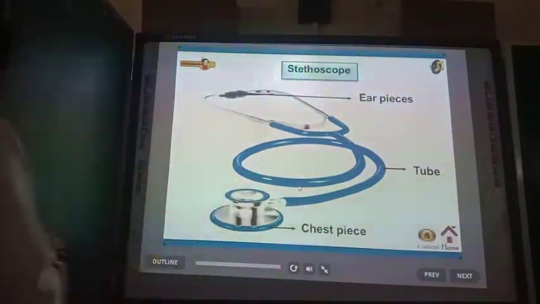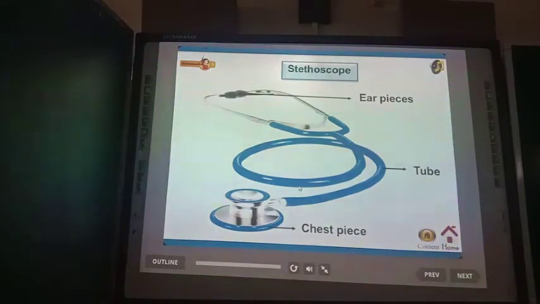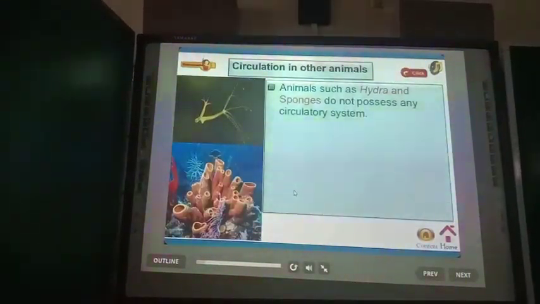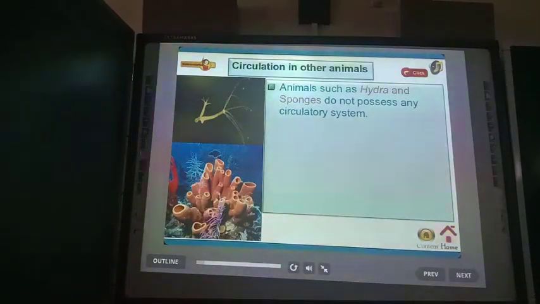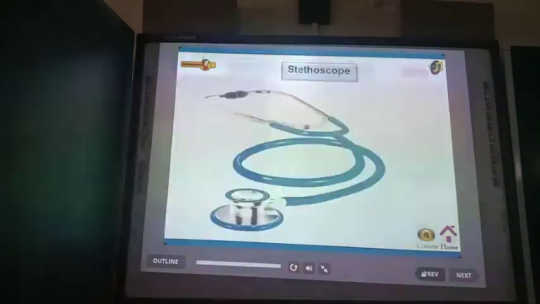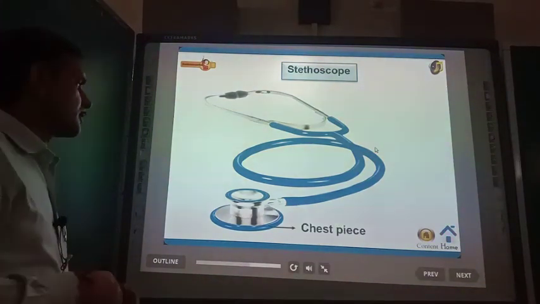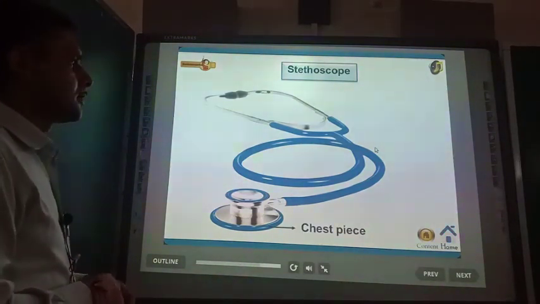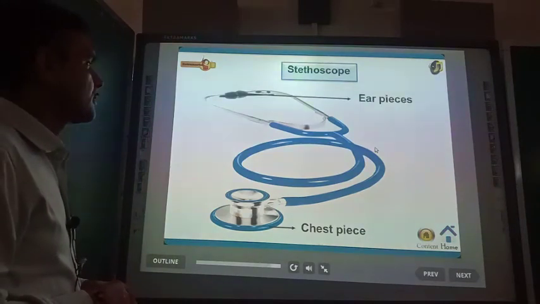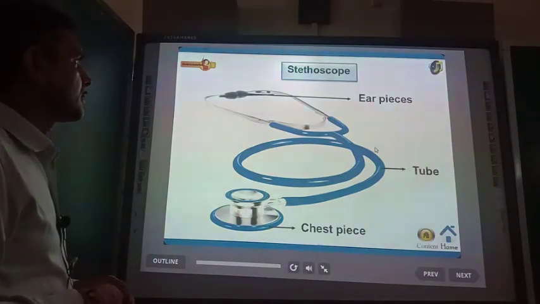Okay. So the stethoscope is a very important instrument. Now we shall focus on circulation in other animals. A stethoscope is an instrument used to listen to the heartbeat. It consists of a chest piece that carries a sensitive diaphragm, 2 earpieces, and a tube joining these parts.